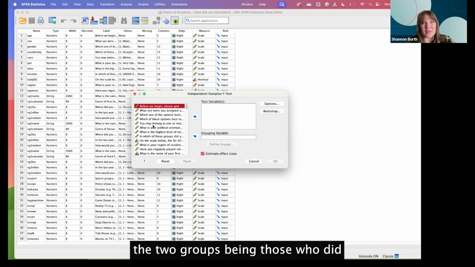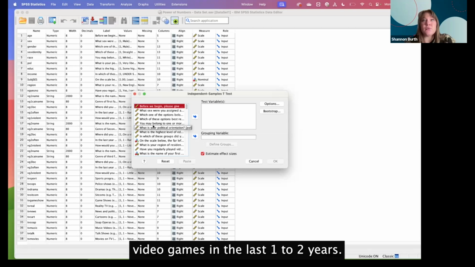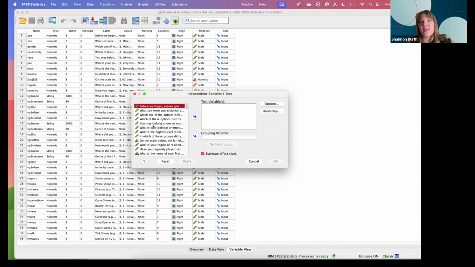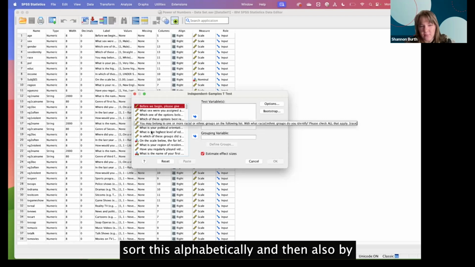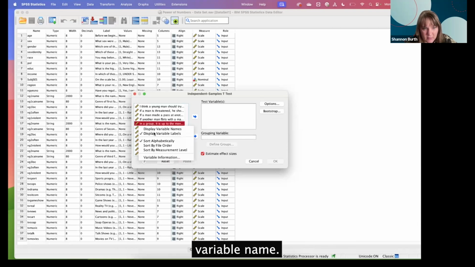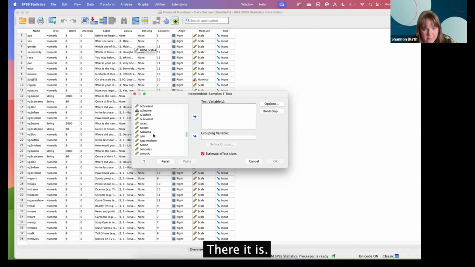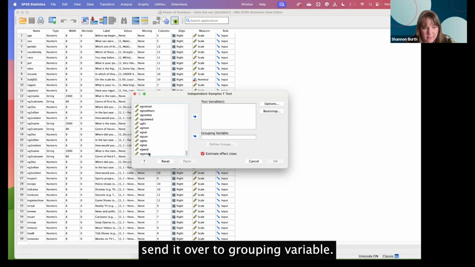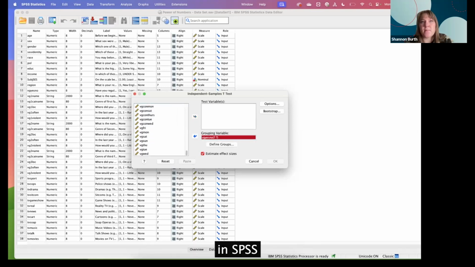Today, we want to use a variable that's going to separate our sample into two groups, the two groups being those who did and those who did not regularly play video games in the last one to two years. So that means our grouping variable is going to be VG yes, no. That's what it's titled. I'm going to sort this alphabetically and then also by variable name. That way I can easily find the VG yes, no. There it is, grouping variable. Send it over to grouping variable.